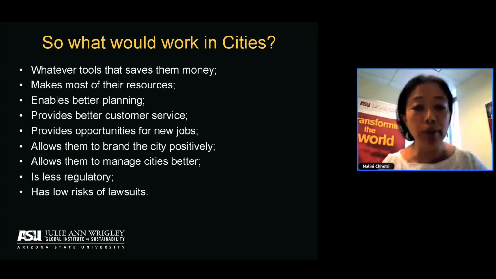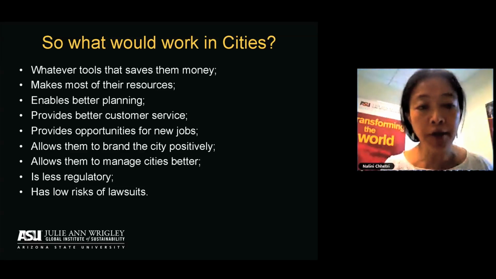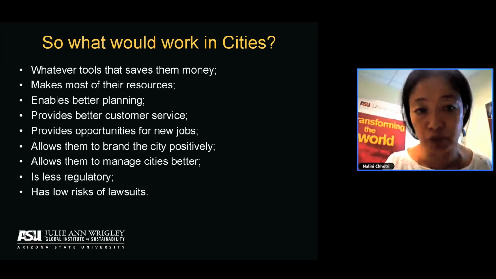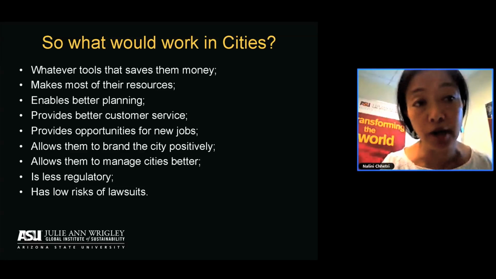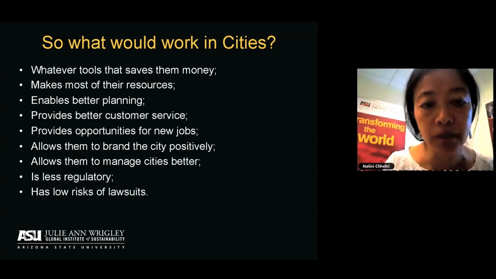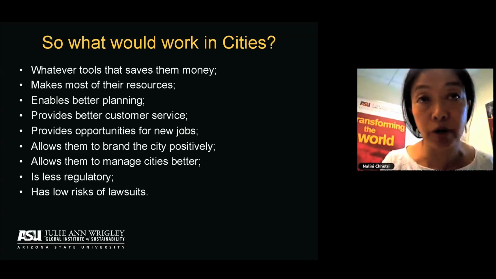So we always then ask the question, all right, so with all of this resistance, what do you think is going to work? And then the managers come back to us and say, all right, come to us with tools that will save us money. Come to us with tools that make the most of our resources. Come to us with tools that enable better planning. Will it also provide better customer service? Because at the city level, at the front line, that's what we are concerned about. That's our mission. That's our goal. Will it provide new jobs? Will it allow us to brand the city positively? Because the cities are in competition with other cities. And so will it allow us to manage our cities better?